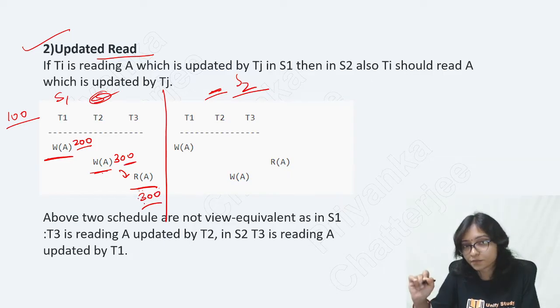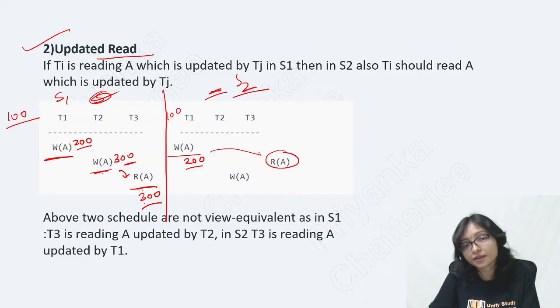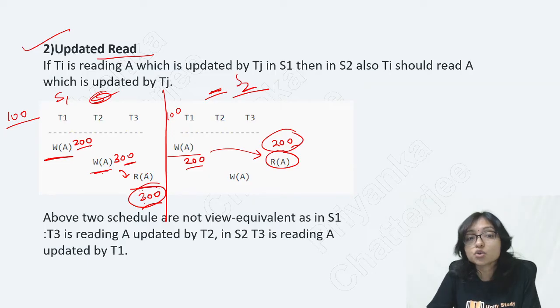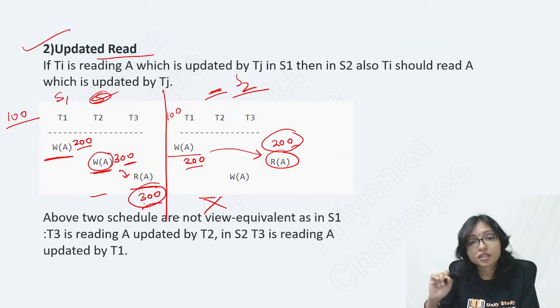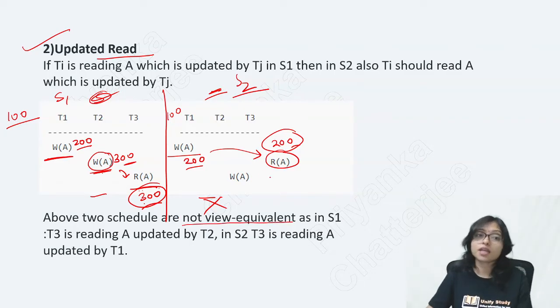But if it happens like this, there was 100, T1 makes it 200, and after that T3 is reading here, then T3 will read 200, right? These are not the same. It is 300, it is 200. Because T3 should read the data written by T2 only. That I have to maintain. And that's why this one and this one are not the same. They are not view equivalent. I cannot do this type of swapping.